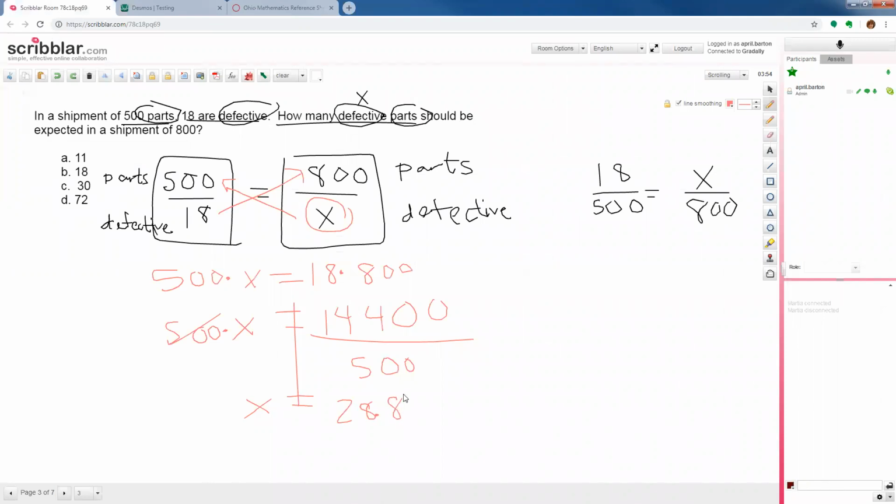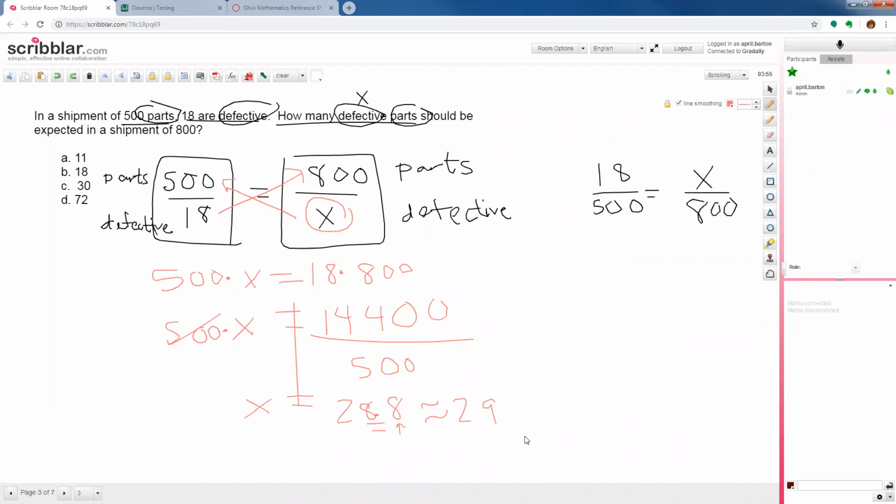Now, since this is a real life situation, 0.8 of a part is not useful. You can't use part of a part. So you want to round up. Yep, you want to round to the nearest whole number, and next to the 8 is another 8. So it rounds up to 29. Yep.